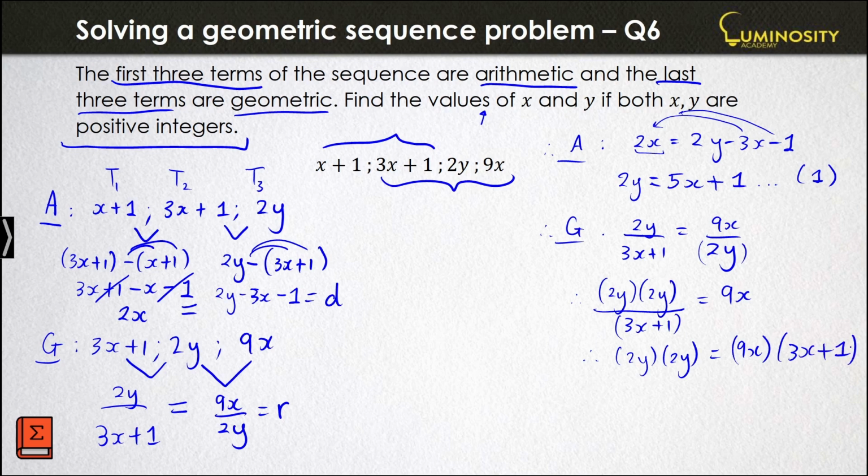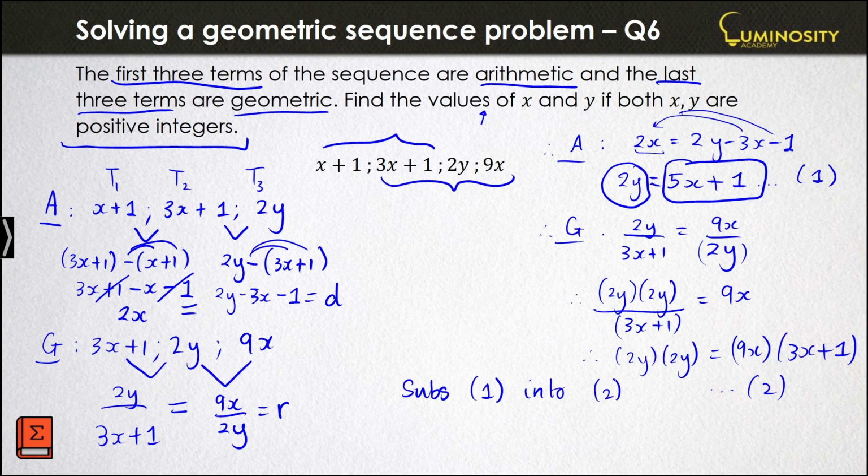Okay, and this is going to be called equation 2. Now, if you look at equation 2 on the left-hand side, you have 2y times 2y. This is why I left the arithmetic sequence in equation 1 as 2y, because now I've got an expression for 2y in terms of x. So what I'm going to do is substitute equation 1 into equation 2. So let's have a look at that.